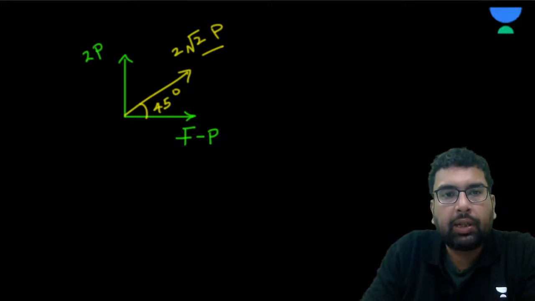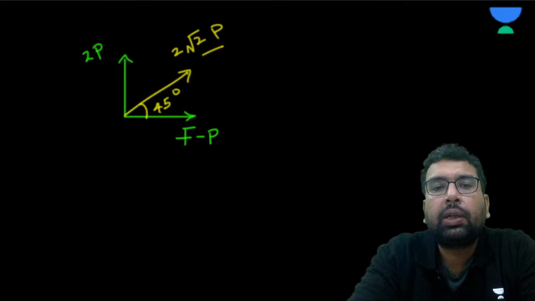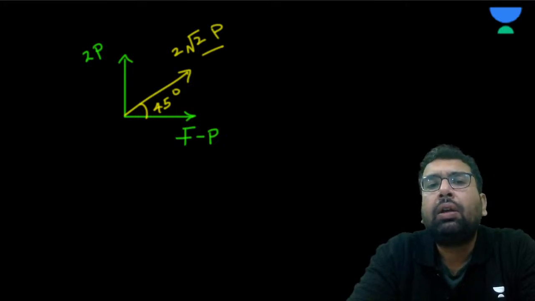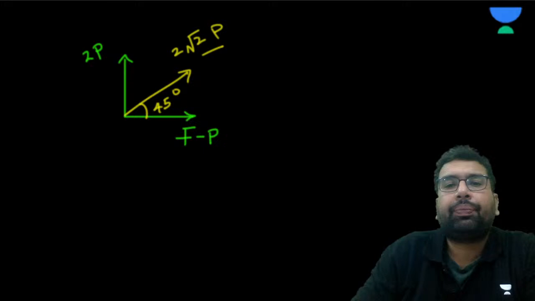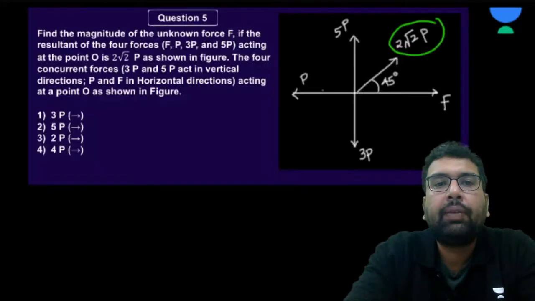What is going to be the resultant? So now I see that this F minus P and this 2P, these are the two forces. The resultant of 2P and F minus P, okay? 2P and F minus P.